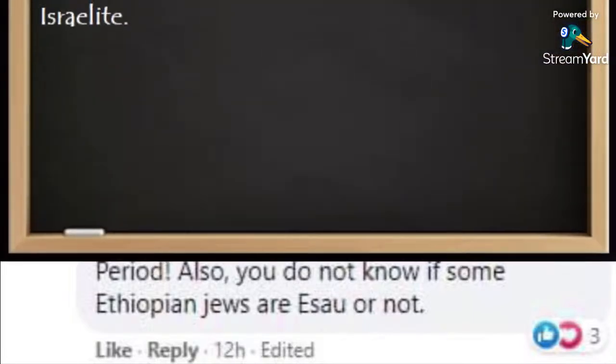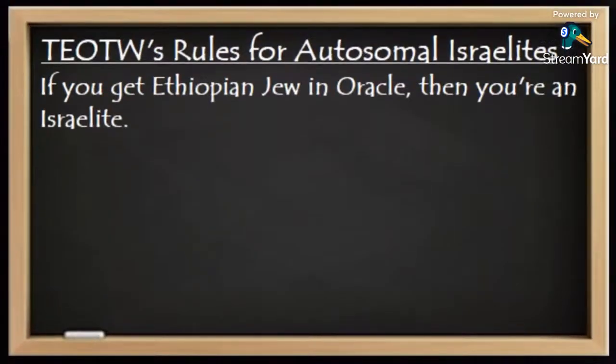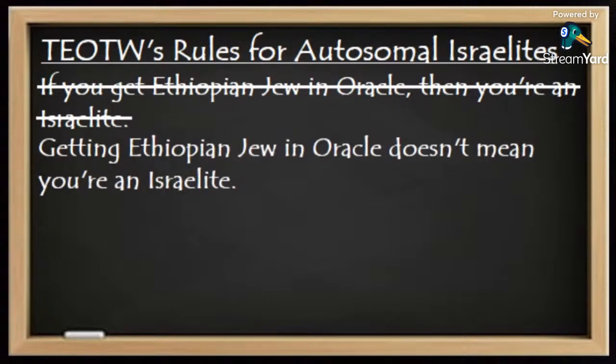So let's add that to our list of Teotw's rules for autosomal Israelites. Do you remember that first rule where if you get a hit for Ethiopian Jew in Oracle, then you're an Israelite? Well, we're going to have to strike that rule from the list. The Teotw twins have apparently abandoned that rule. The new rule is this: getting a hit for Ethiopian Jew in Oracle does not mean you're an Israelite. I personally think that's a helpful rule. Now, with that, let's move on.